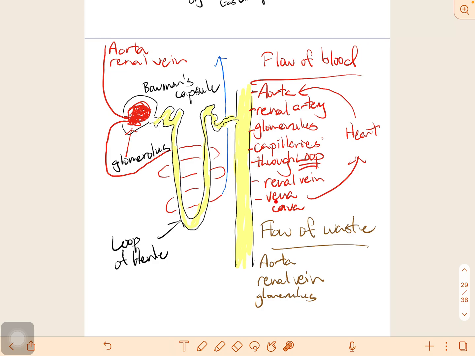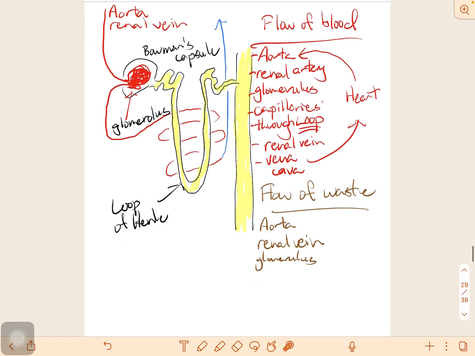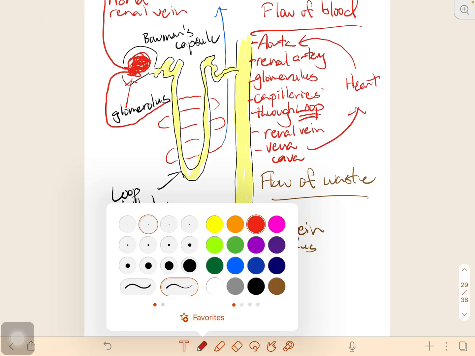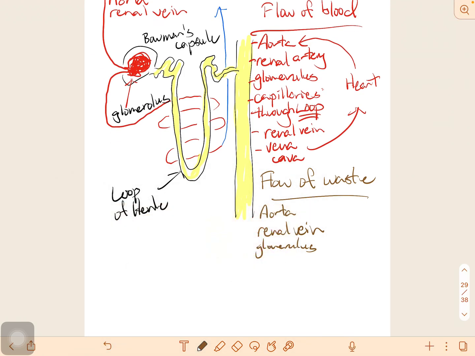The blood never touches anything else outside of it, all right? It stays in the blood vessels. The blood always stays in the blood vessels. The wastes are what left in the Bowman's capsule, all right? So let's talk about the flow of wastes now. With the flow of wastes, they leave the glomerulus and go into the Bowman's capsule. Aorta, renal vein, glomerulus, Bowman's capsule.